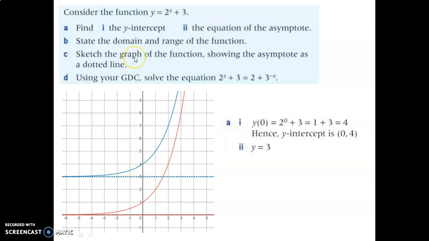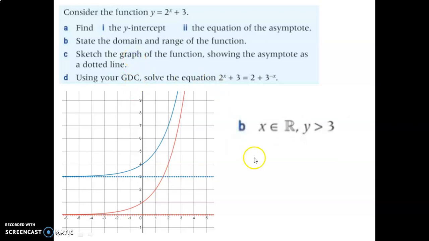Okay, let's try B. Well, B, the domain and range. The domain of the blue one is all real values, right? It moved up and down, but the domain remains all possible values, negative to positive. And the range, well, now the asymptote is here, so the range is not from 0 to infinity, the range is from 3 to infinity, or in other words, y values must be greater than 3, right? That's our range.